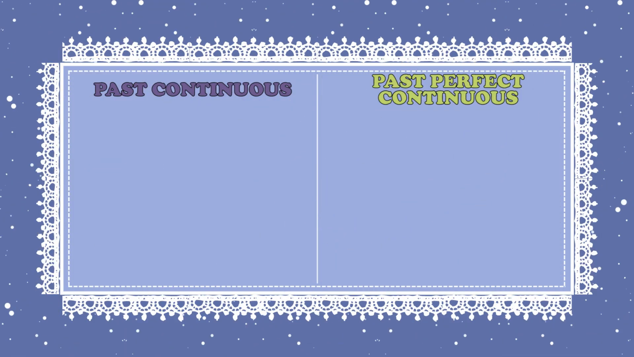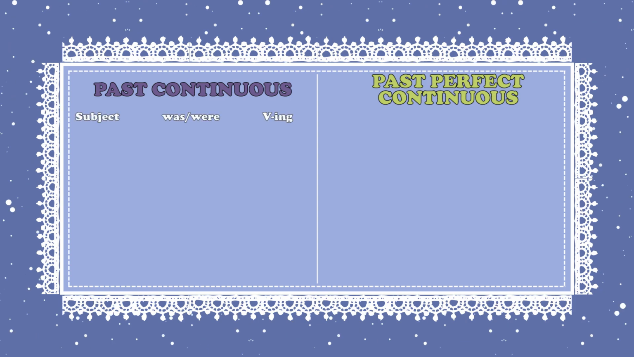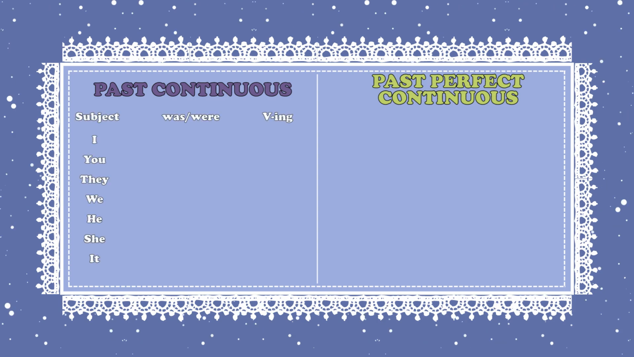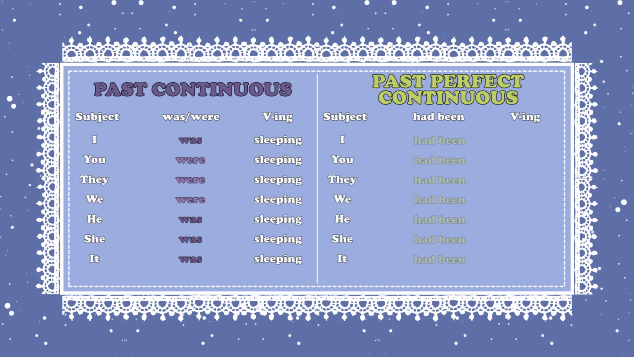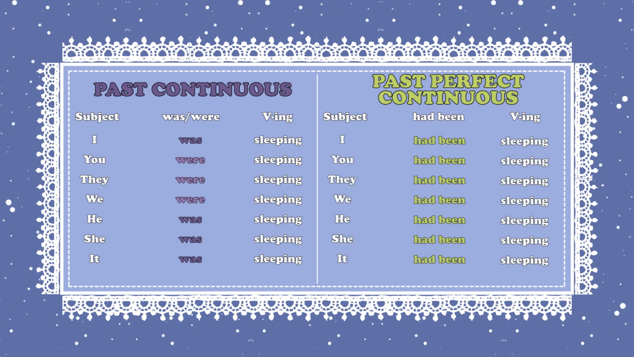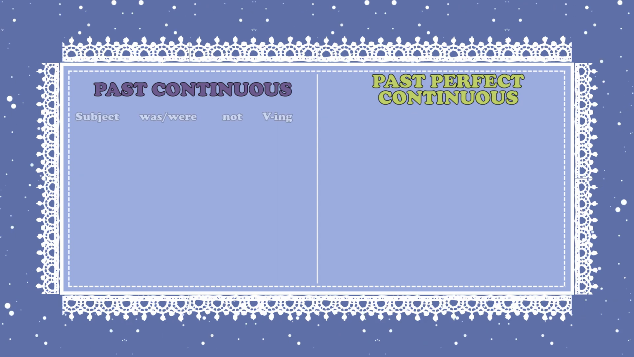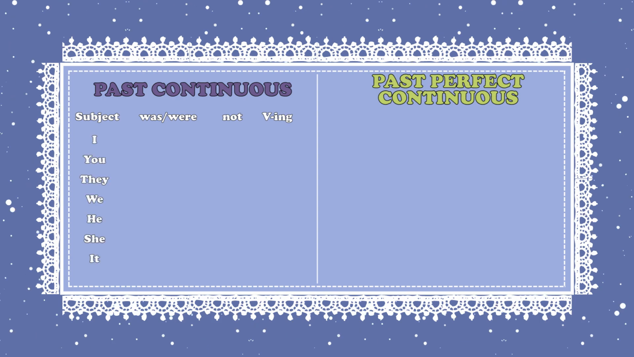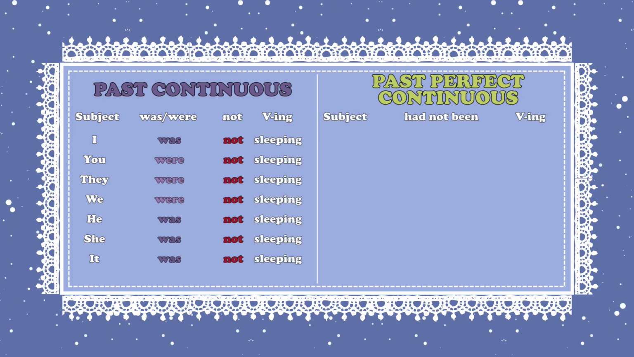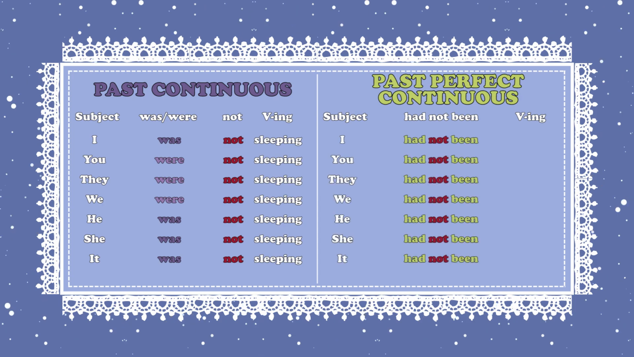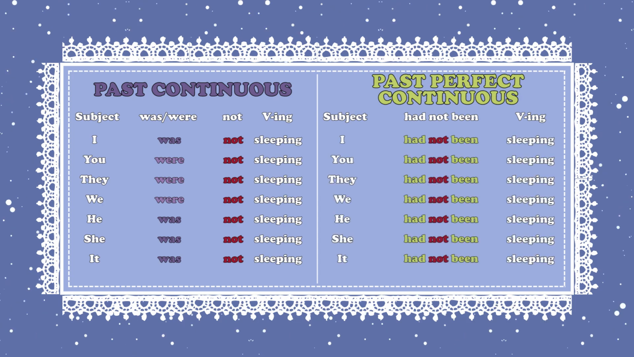Let's start with the grammatical structures. The form of past continuous is subject, was or were, verb-ing. The form of past perfect continuous is subject, had been, verb-ing. So, how do we form the negative? Just put not. For past continuous: subject, was or were, not, verb-ing. For past perfect continuous: subject, had not been, verb-ing.